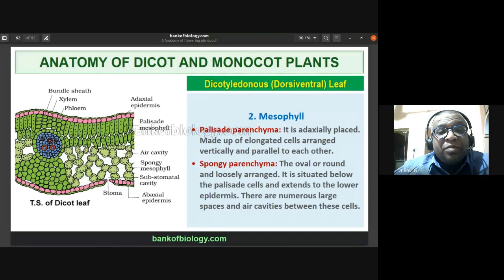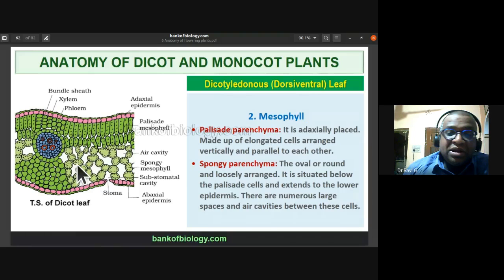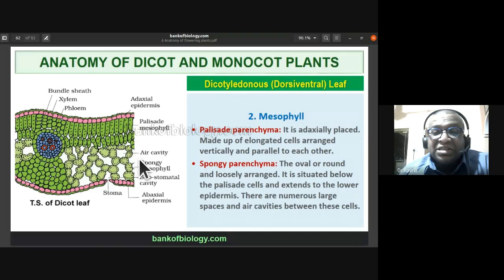It is made up of elongated cells arranged vertically and parallel to each other, column-like or pillar-like, with little intercellular spaces. Spongy parenchyma, or spongy chlorenchyma, has oval or round, that is spherical or ellipsoidal shaped cells. It is situated below the palisade cells and extends towards the lower epidermis. The cells are loosely arranged and have large intercellular spaces, which you can notice in spongy parenchyma.